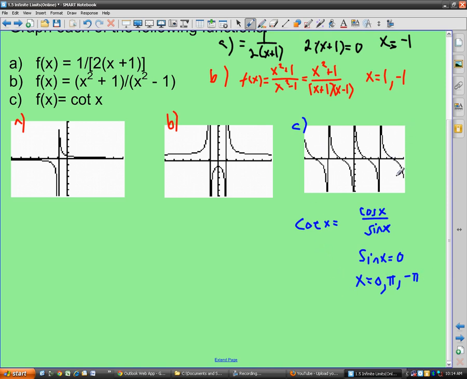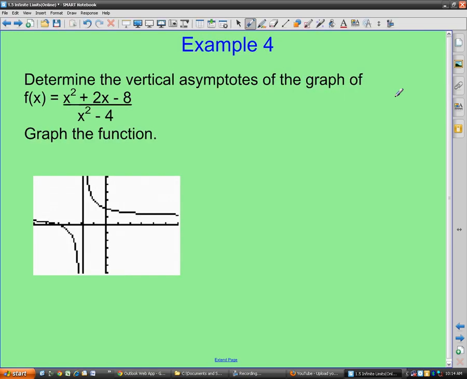So it works for trig functions, it works for all of our functions that we're dealing with. Our next example is they want us to find out where the vertical asymptotes are in this graph. First of all, I would set the bottom equal to 0. But if you look at my graph, it looks like the bottom should be x plus 2, x minus 2 when I factor it.